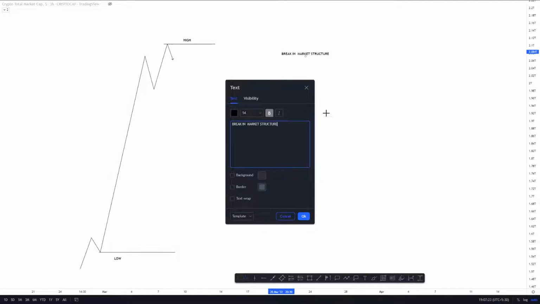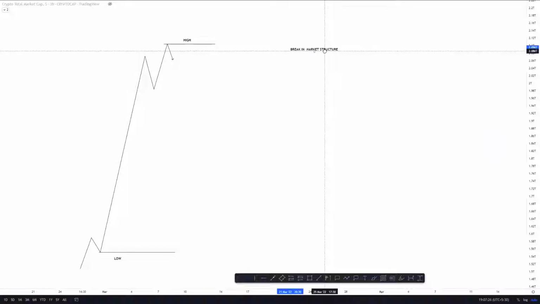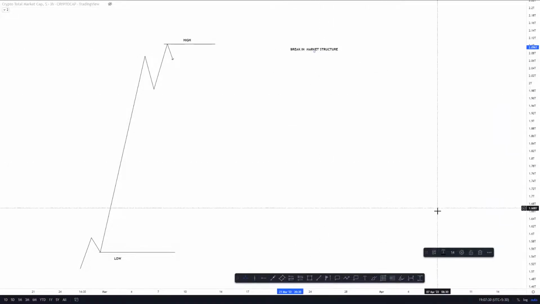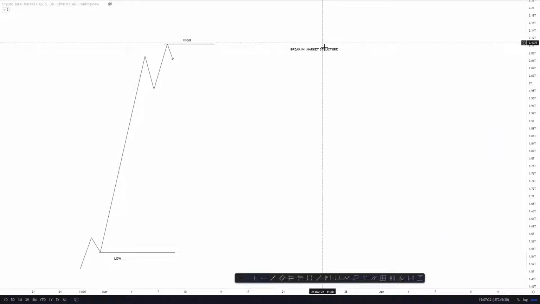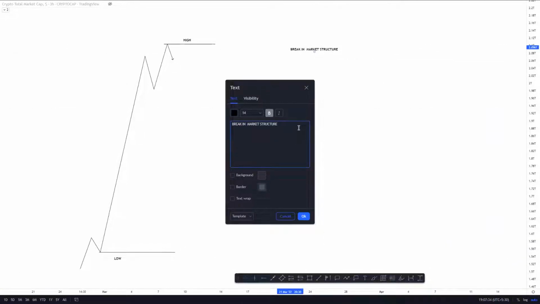This is structure, like break in market structure. Where I see a break in market structure, I look for two things. First will be minor BMS. BMS means break in market structure, and second will be major BMS.